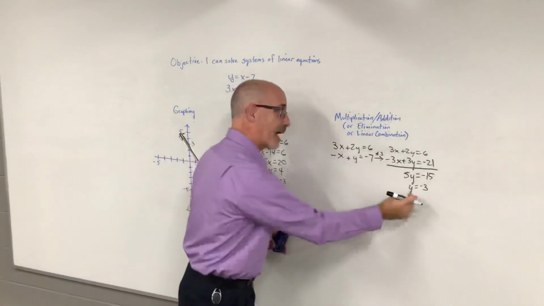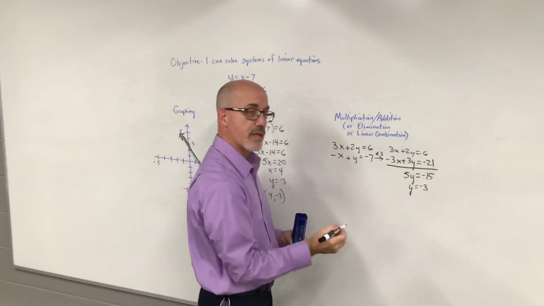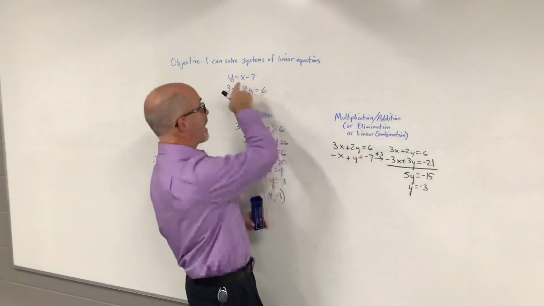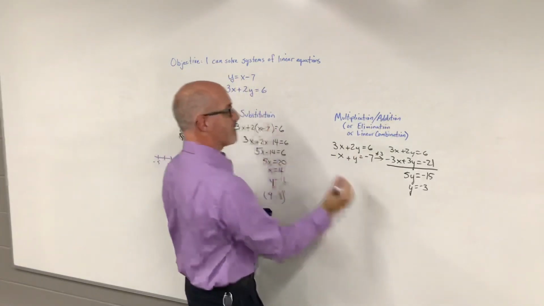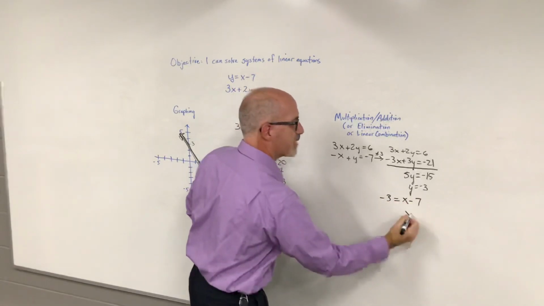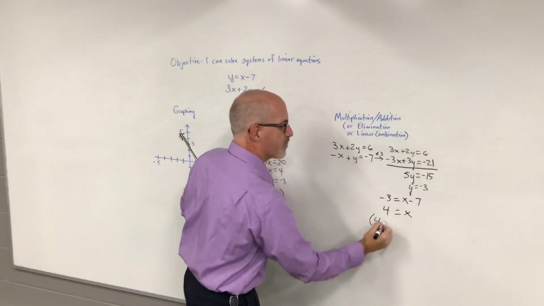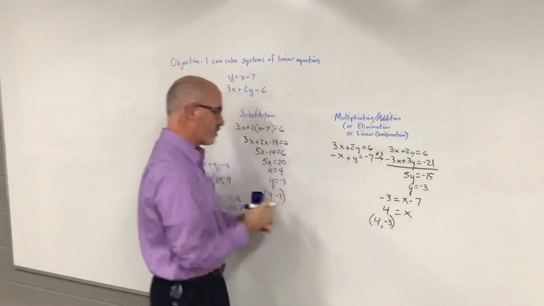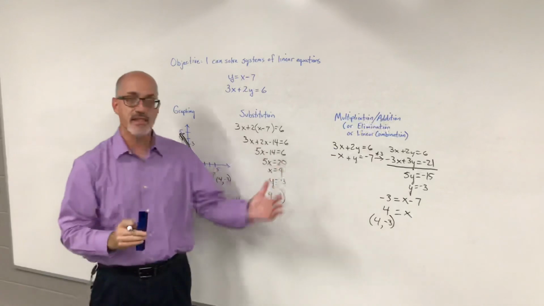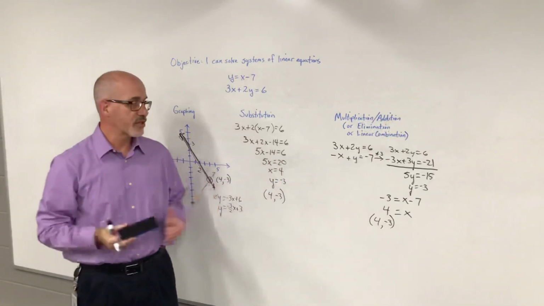If we put that back in, I'm going to put it back into one of these equations. So you do use substitution. I'm going to put it back into the original here. y is -3 equals x minus 7. If I add 7 to both sides, I get a positive 4. So my solution is 4, -3. So here we have 3 different methods to solve the same system of equations, and then we get our solution of 4, -3.